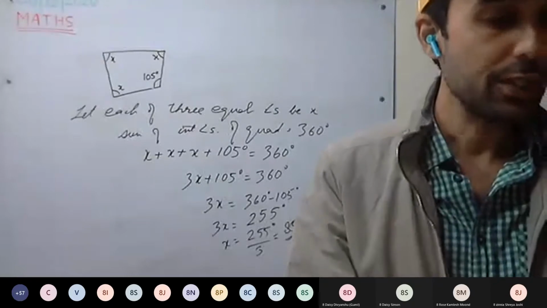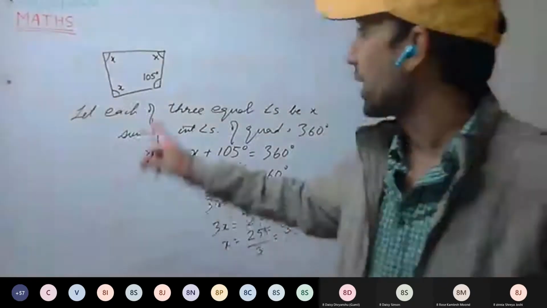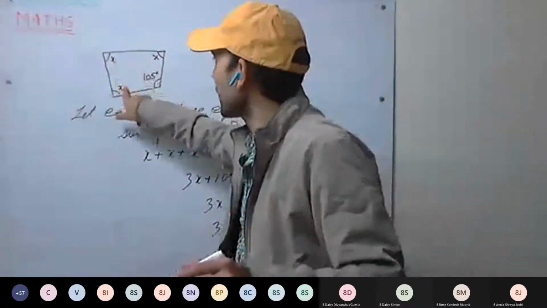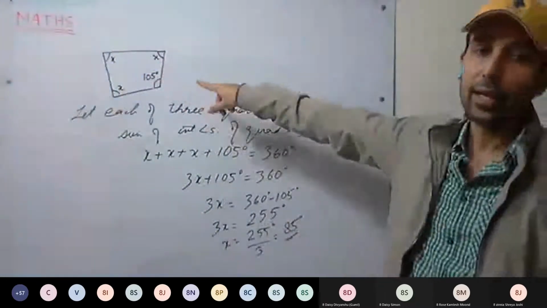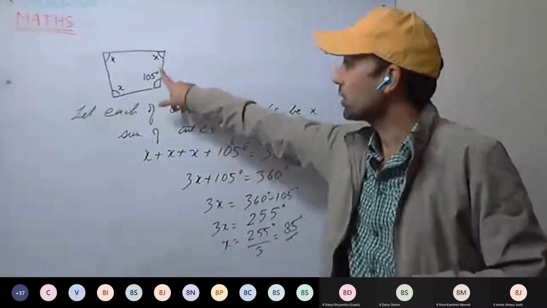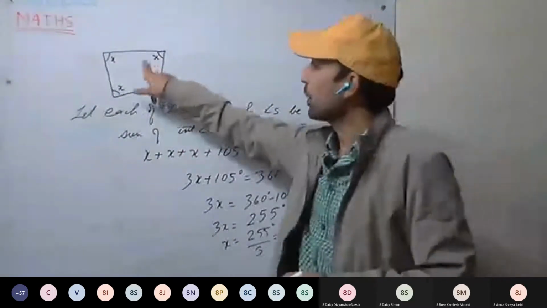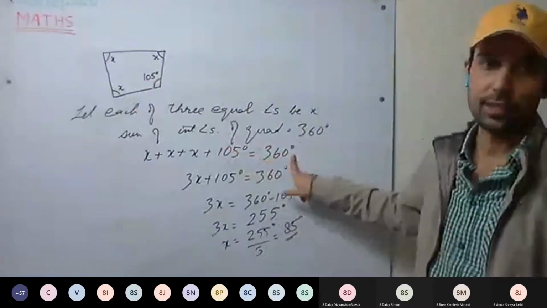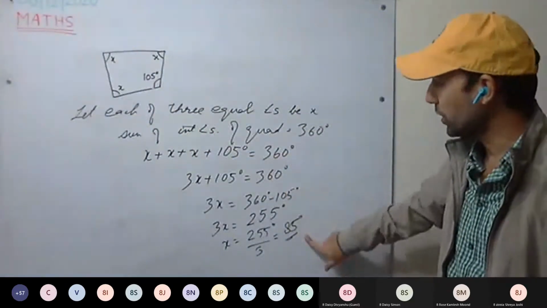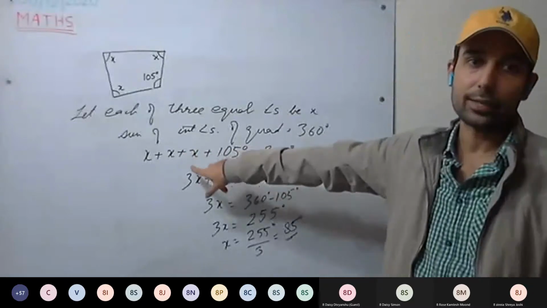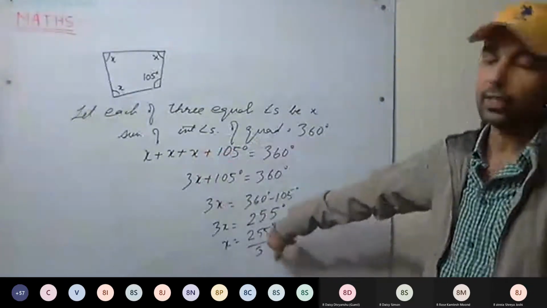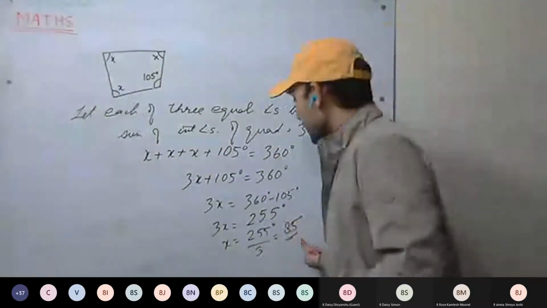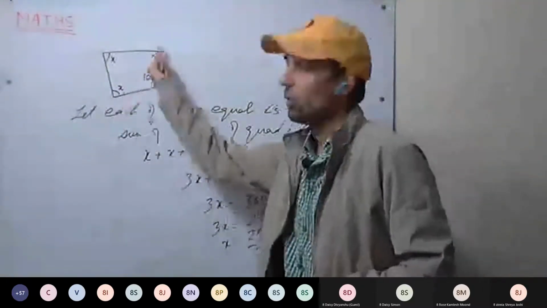Okay, so fifth question, 3 angles of quadrilateral are equal. That means 3 angles are equal. Fourth angle is provided. So we can assume the 3 angles each being x. So sum of the angles is 360 degree. x plus x plus x plus 105 degree is 360 degree. This will be our equation. Now we have to solve the equation in one variable. x is unknown, one equation, one unknown, we can calculate the value of x. And the value of x is the value of the angles.